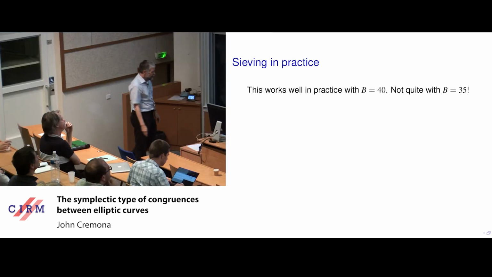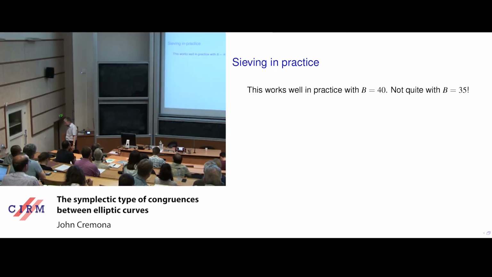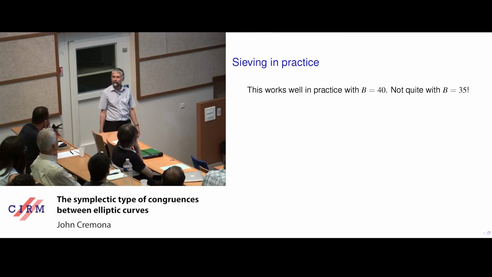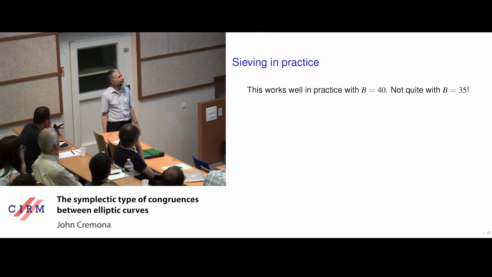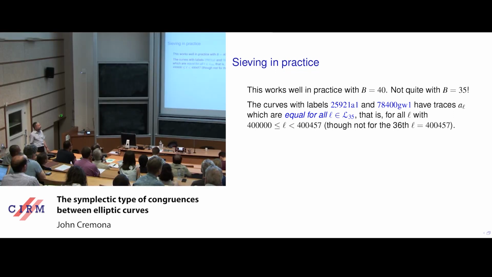So this actually works very well in practice if you pick the first 40 primes, more than 400,000. When I first did it, I only picked the first 30 primes, and I found one very annoying pair of curves kept on tripping me up. It was always the same pair of curves, and the reason is that if you take these two curves, so the labels are 25921, that's the conductor, and A is the isogeny class, and what is the first curve in the class. So those two curves have exactly the same ALs for the first 35 primes of 400,000.